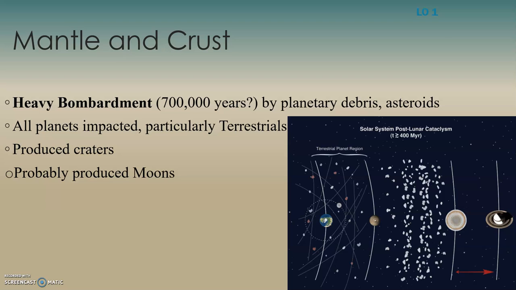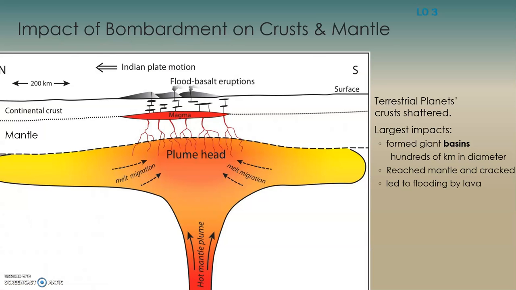And it was due to the debris and to the asteroid fields that were tucked in between the terrestrial planets and the Jovian planets, but they really impacted the terrestrial planets. And they produced craters. They probably produced our moon and certainly the moons of Mars and other terrestrial planets. How did this, besides cratering, how did the bombardment impact the crust and the mantle of the terrestrial planets? Well, it had a secondary effect as well.